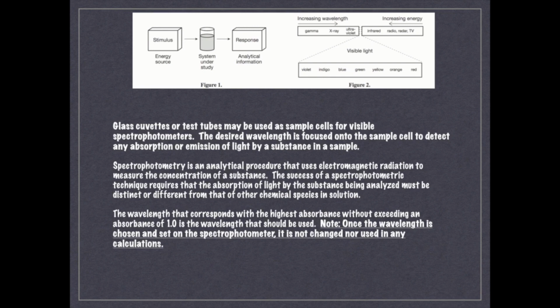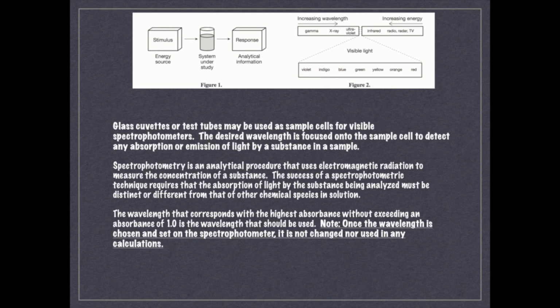Spectrophotometry is an analytical procedure that uses electromagnetic radiation to measure the concentration of a substance. The success of a spectrophotometric technique requires that the absorption of light by the substance being analyzed must be distinct or different from that of other chemical species in solution. The wavelength that corresponds with the highest absorbance without exceeding an absorbance of 1, which we'll look at in just 1 second, we don't want it to be above 1, is the wavelength that should be used.